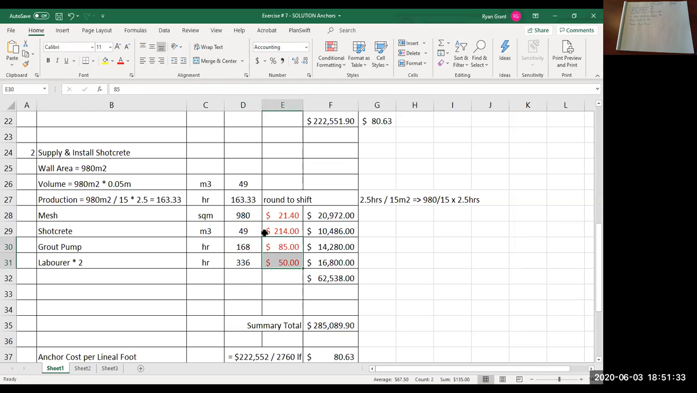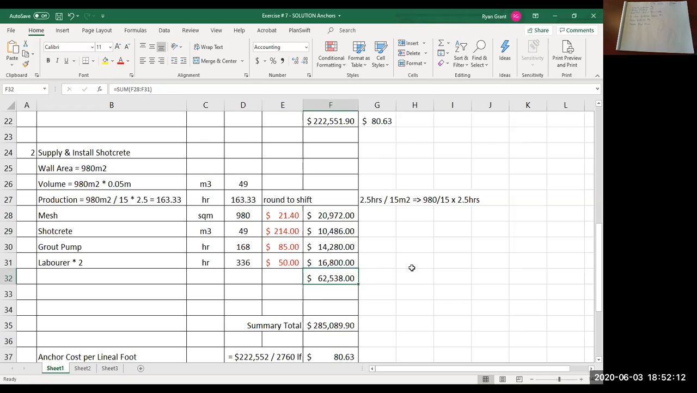Unit rates. So the shotcrete, again, was given to you without PST included in it, so you had to add the PST. So $200 a cubic meter times 1.07 is $214 per cubic meter. And then lastly, the reinforcing mesh, again, $20 a square meter, multiplied by your PST, 1.07. So you would extend all those out. And here's your total for your shotcrete, approximately $62,000.